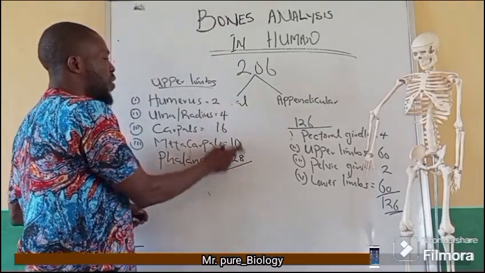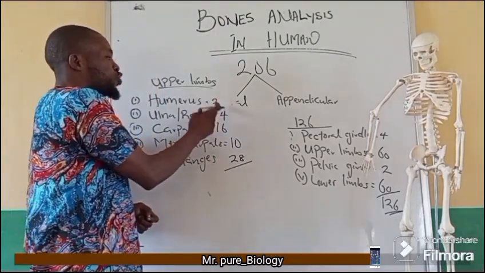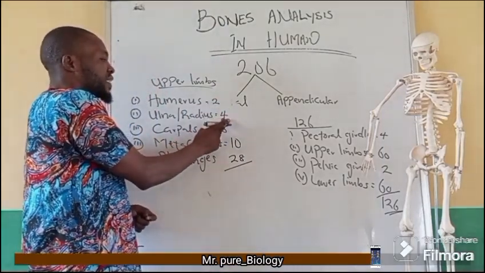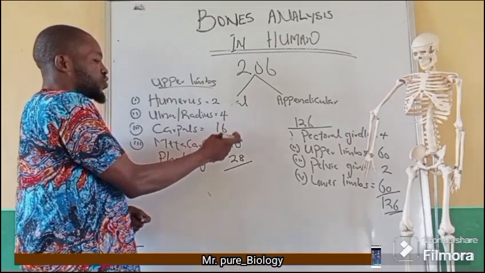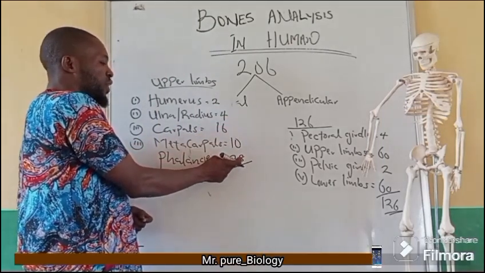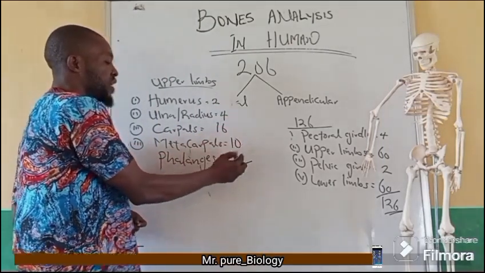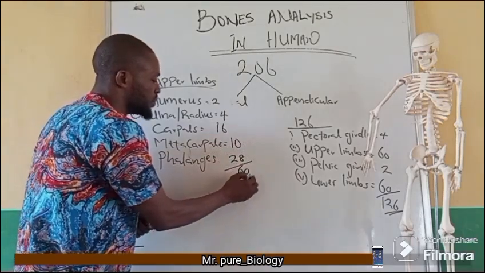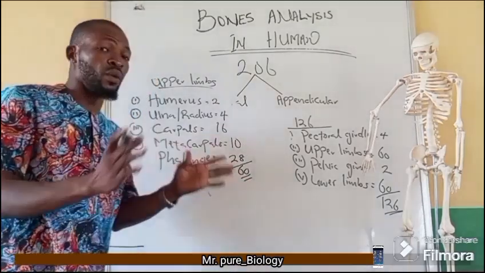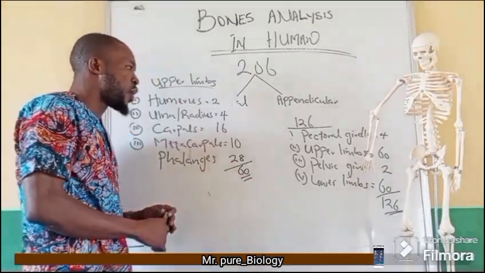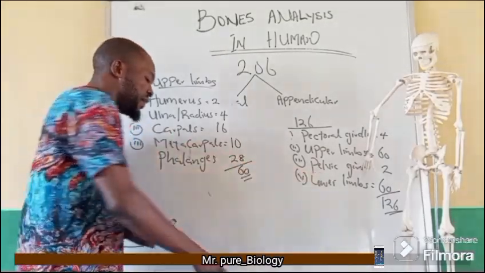By calculation now, we are going to have 6 plus 2 plus 6, that is 32. 32 plus this will be 50. 50 plus 10 will be 60. So that is the bones that we have in the upper limb. Now let's move to the pelvic girdle.